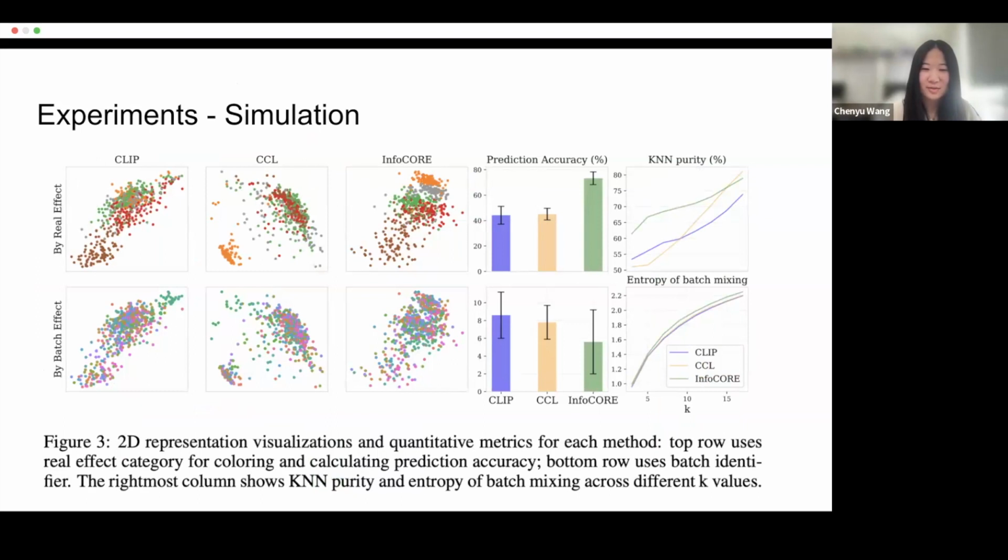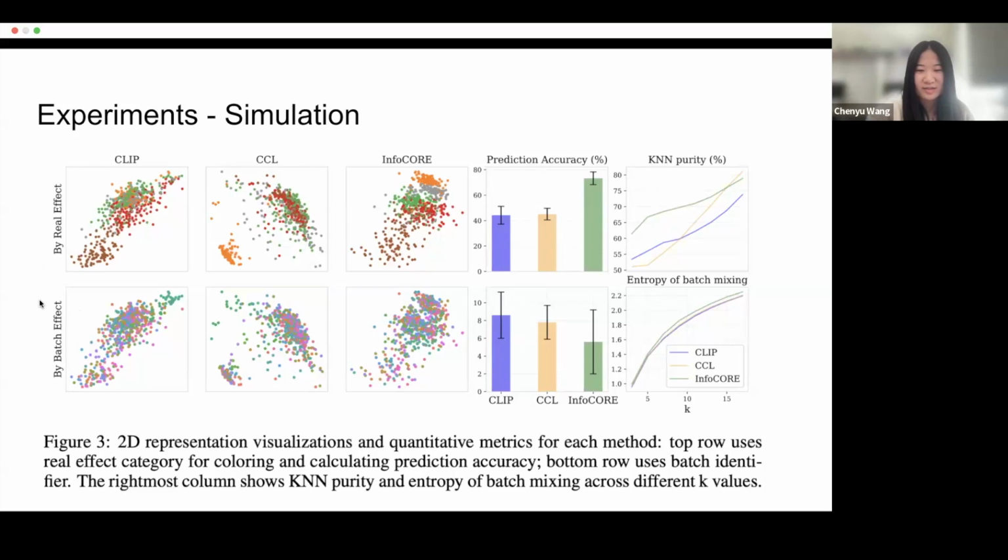Yeah, so now I'm going to introduce the experiments that we do. We do three kinds of experiments. The first is the simulation setting, to illustrate intuitively in the 2D case what our model is doing compared to the other baselines. This is based on some simulation data. The good thing is that for the simulation data, we can know the ground truth real effect, which is the thing that we want the model to capture.